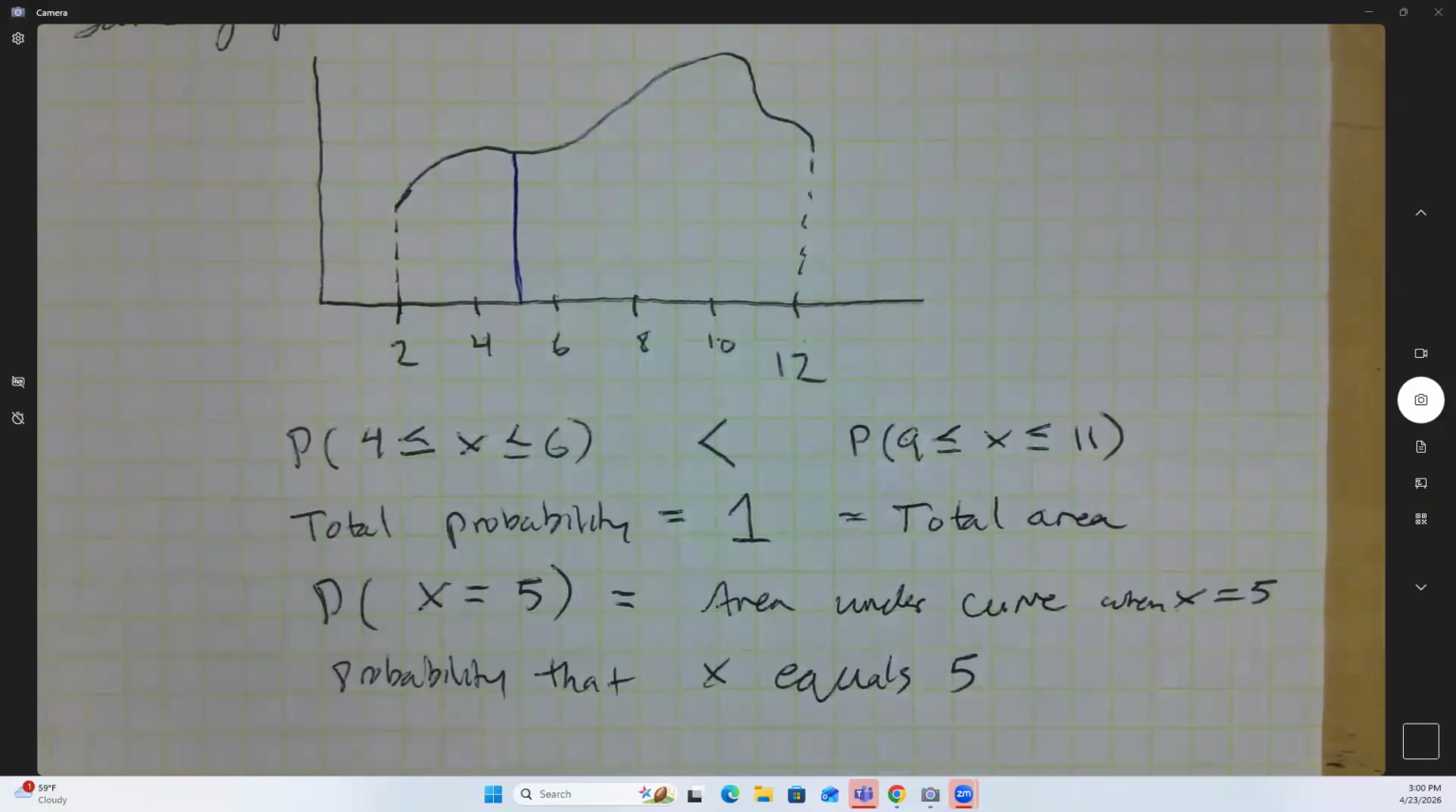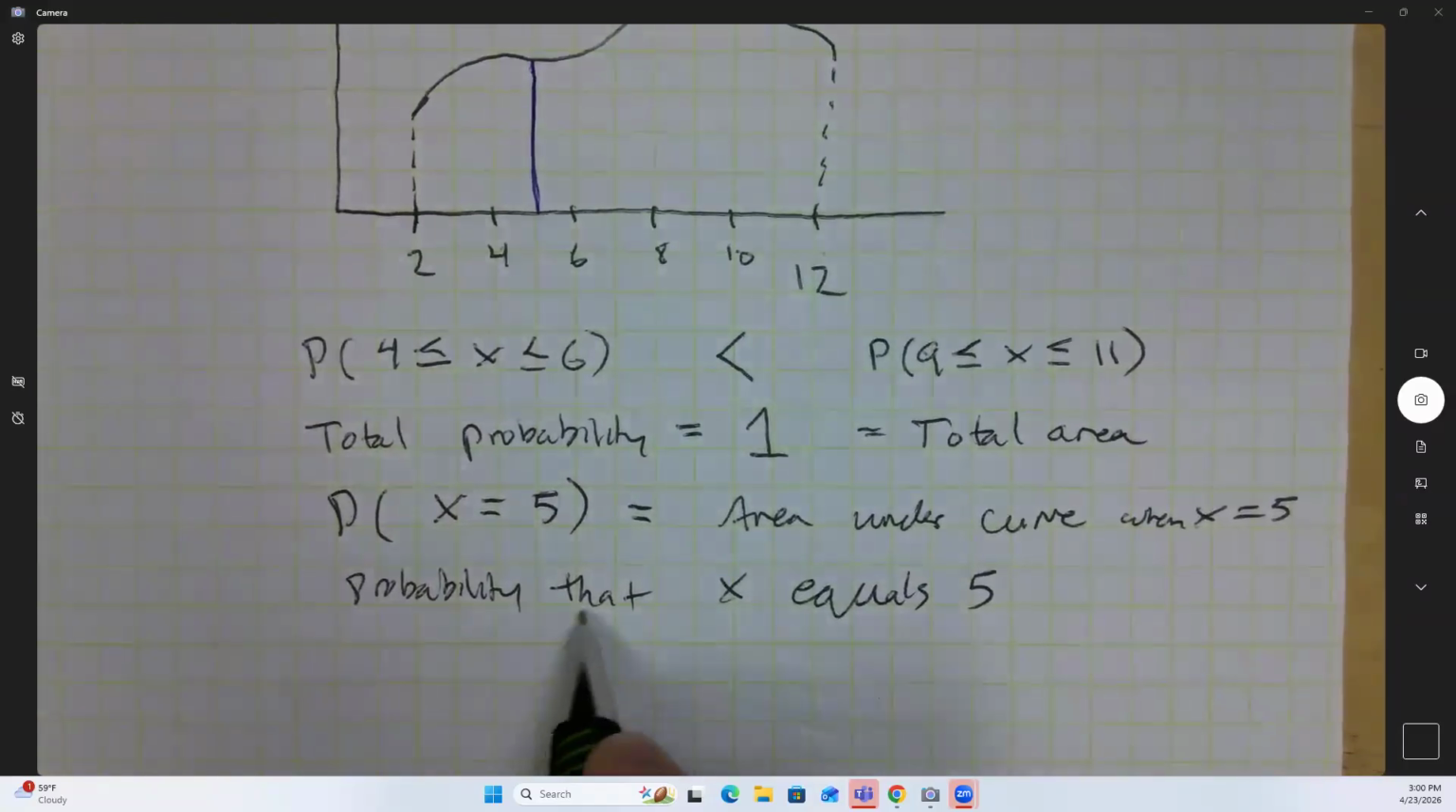A line is a one-dimensional object. What's the area of a one-dimensional object? Zero. The area of a line is 0. A one-dimensional object, by definition, right? Two-dimensional objects have area because you have a length and a width. One-dimensional objects, by definition, do not have area.